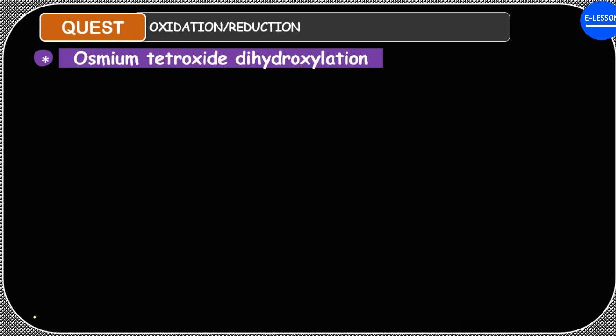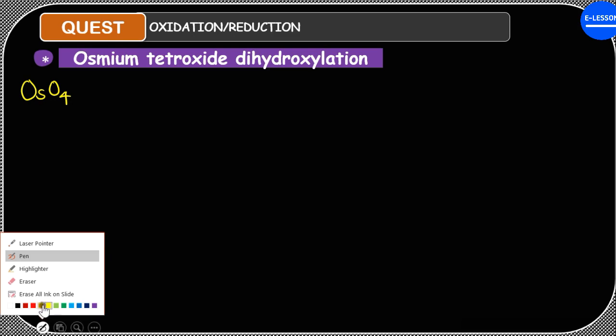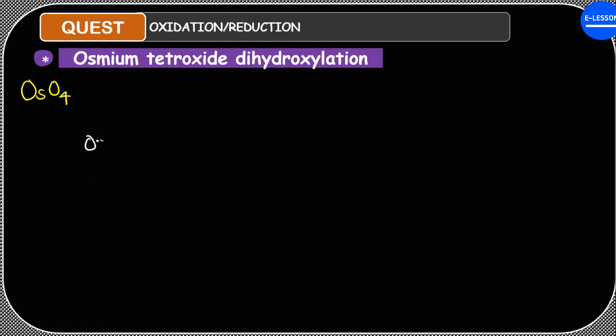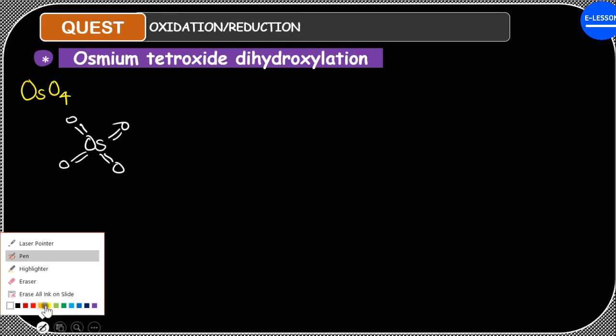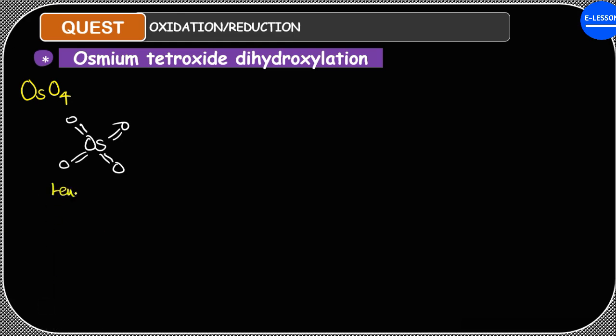Now let us look at the osmium tetraoxide dihydroxylation. Osmium tetraoxide has the formula OsO4. Now if you want to write the Lewis structure, you have the Os in the middle. This is the Lewis structure: double bond oxygen, double bond oxygen, double bond oxygen, double bond oxygen. This is the Lewis structure of osmium tetraoxide.